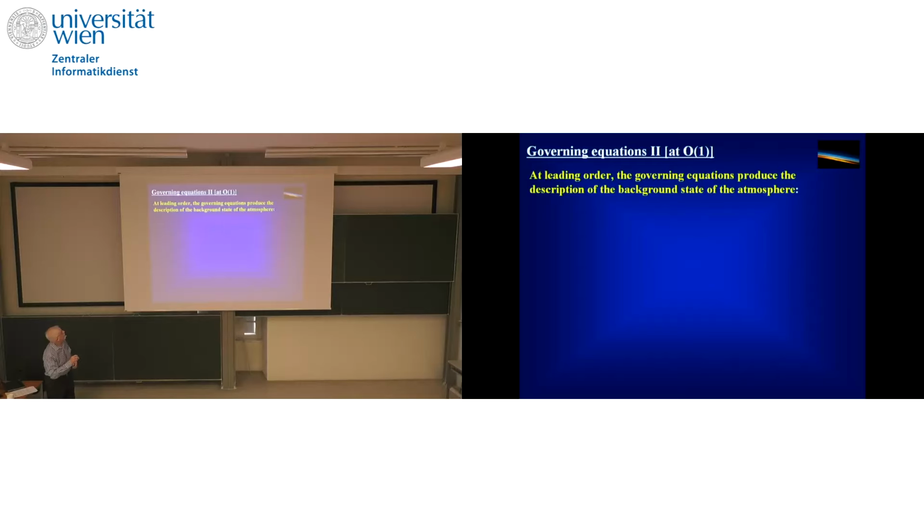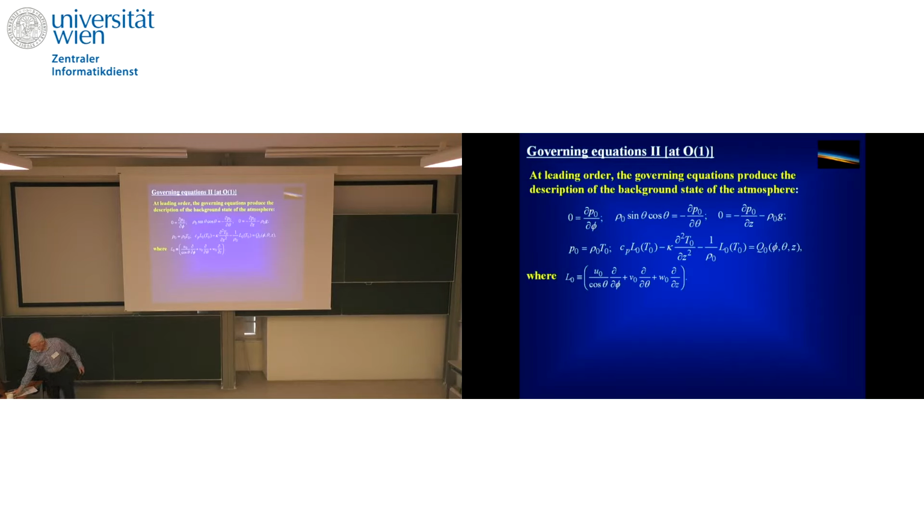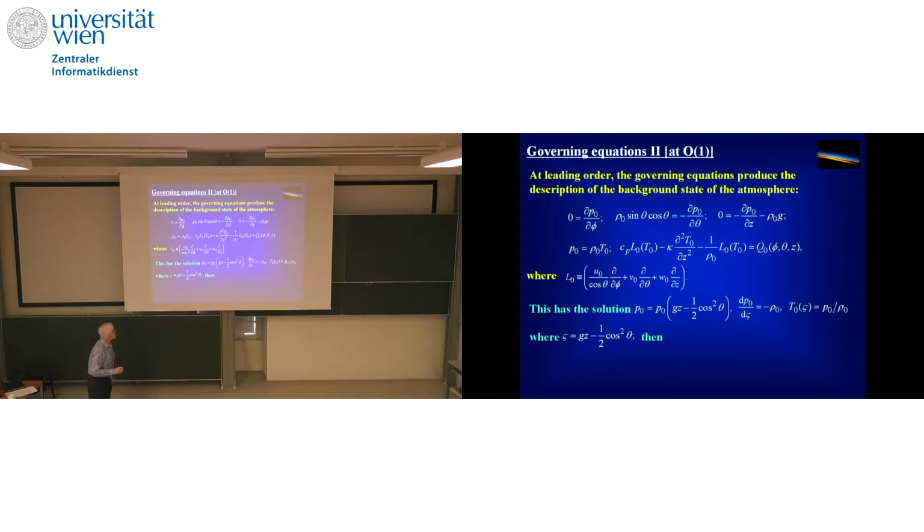Okay, so at the leading order, we get, perhaps for some of you, a very familiar picture. This is going to describe the background state of the atmosphere. It has a solution which depends upon GZ, but notice because of the scalings and background geometry, we also have a minus a half cos squared theta sitting in there as part of the argument of the function. We then get the first law, that's here.